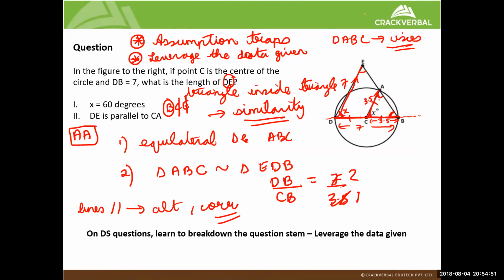Sanmeet, the rule is if two angles are equal in a triangle, the triangles are similar, because if two angles are equal, the third angle by default is always equal, right?